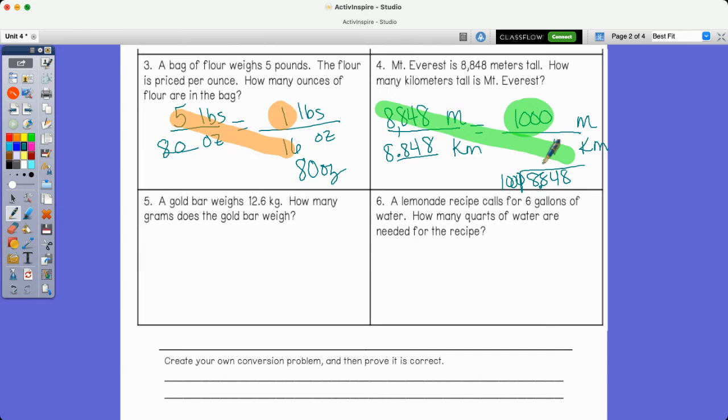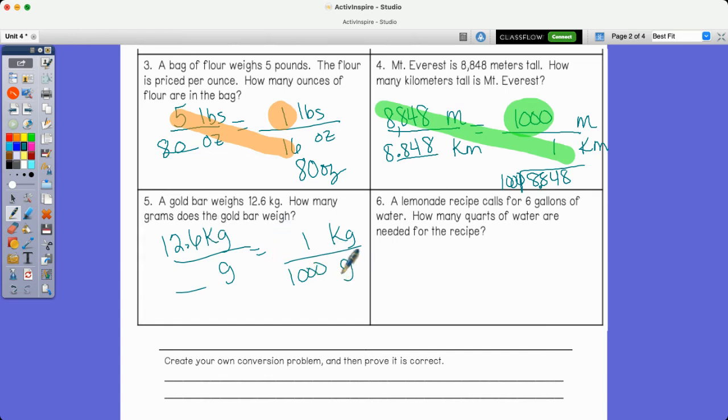Okay, how about number 5? A gold bar weighs 12.6 kilograms. How many grams does the gold bar weigh? So I'm going kilograms to grams. Kilograms to grams. I have 12.6 to I don't know. Leave that blank. And then I have 1 kilogram is 1,000 grams.